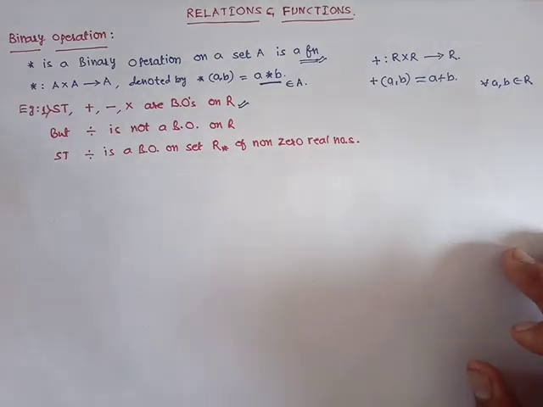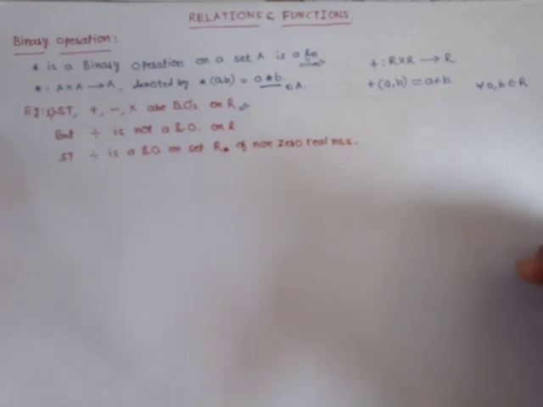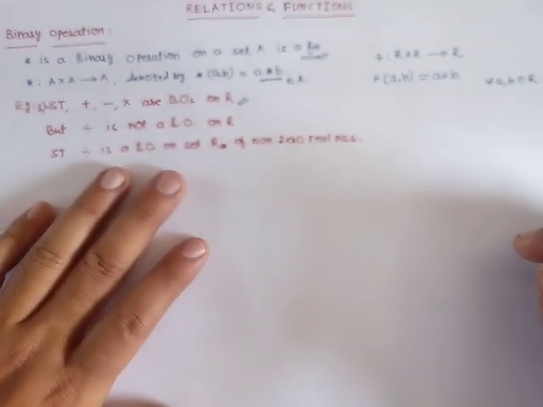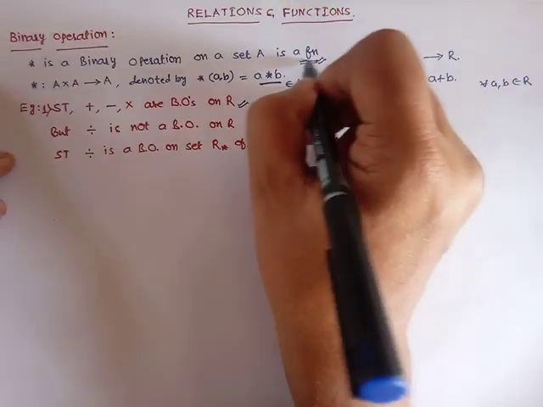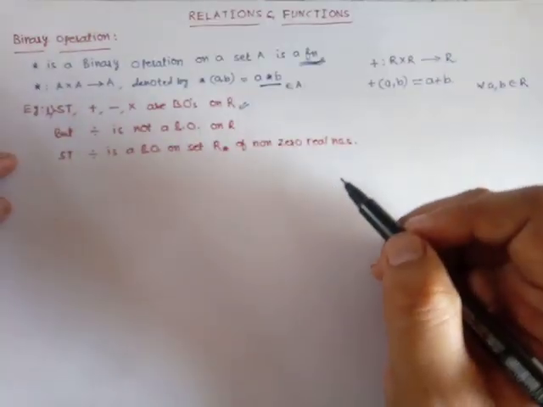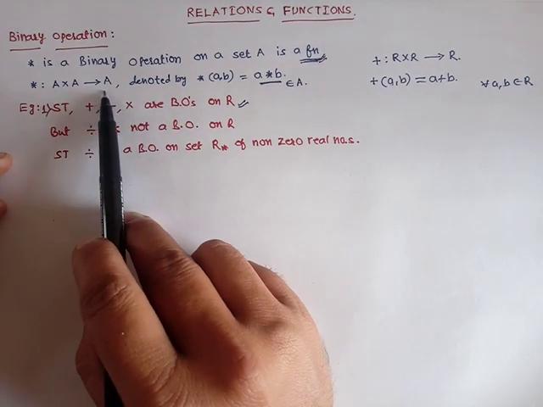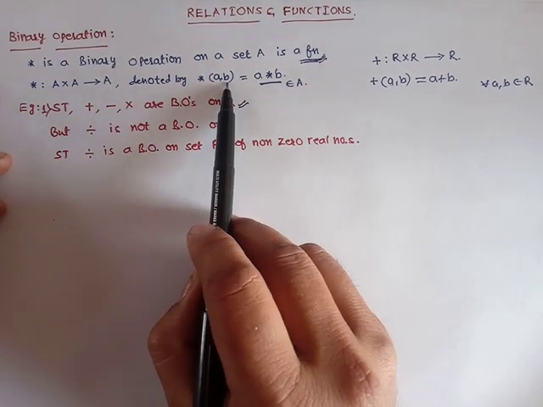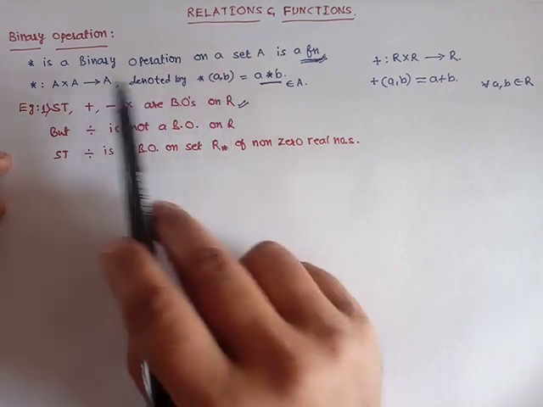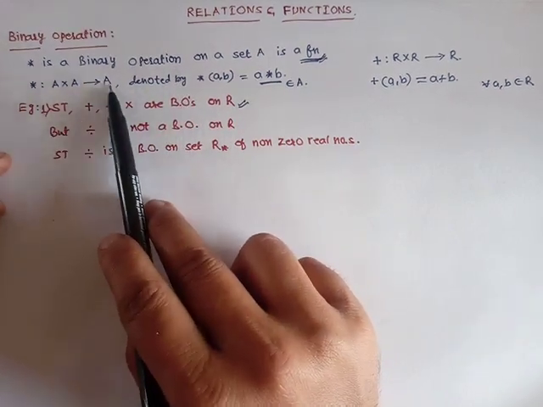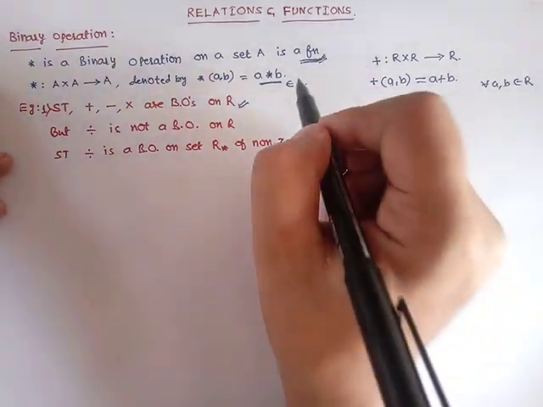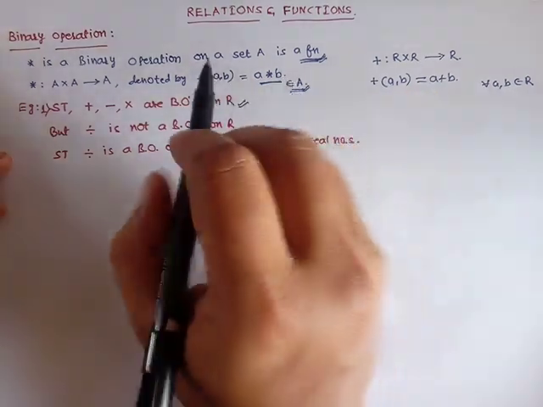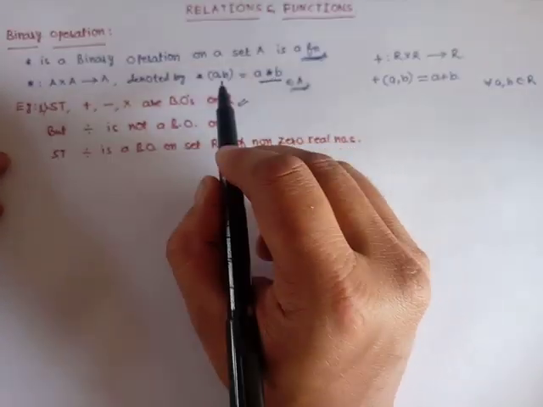Hello guys. In the topic relations and functions, we'll come to one important subtopic, binary operations. A binary operation star on a set A is a function, a mapping from A cross A tending to A, denoted by star of A comma B. These two are taken from A cross A tending to set A. The meaning is, this A star B should come from set A. So star of A comma B is equal to A star B. It is a function.